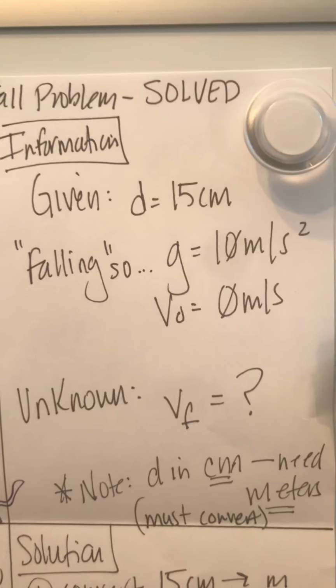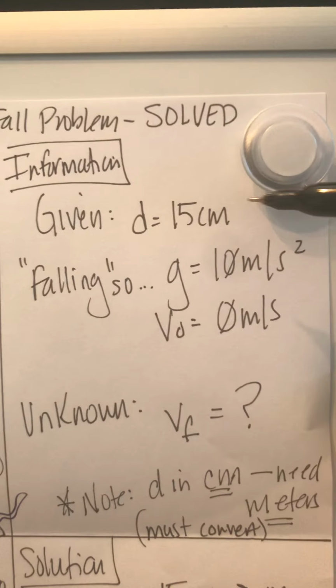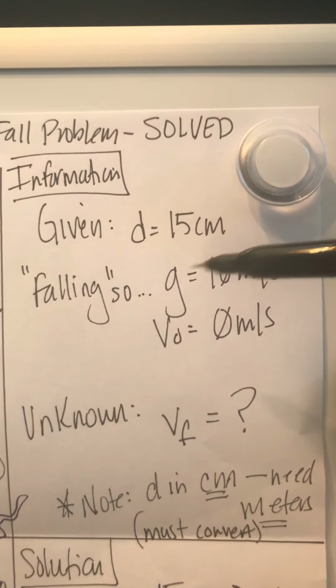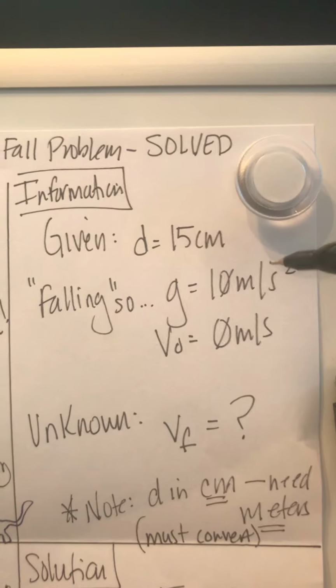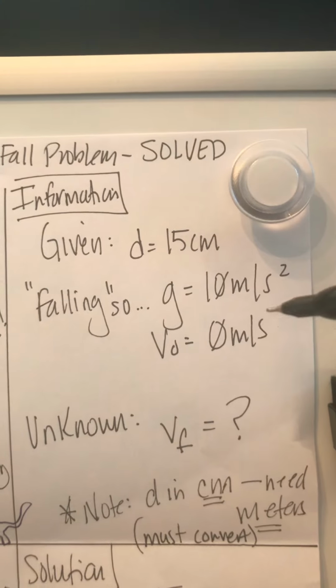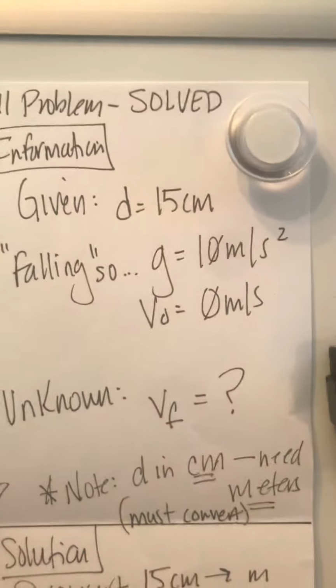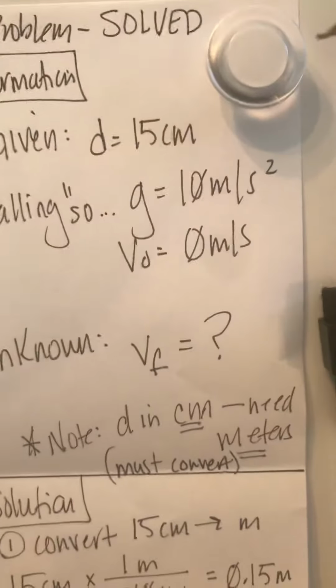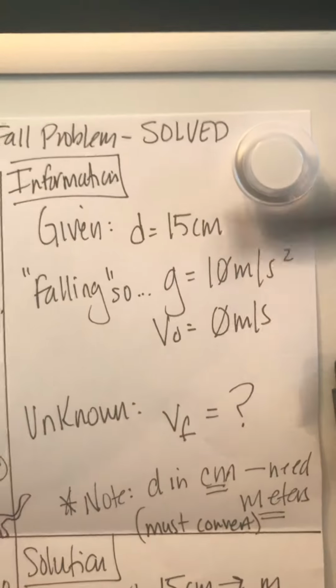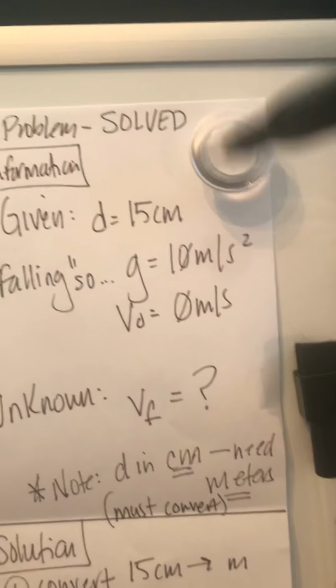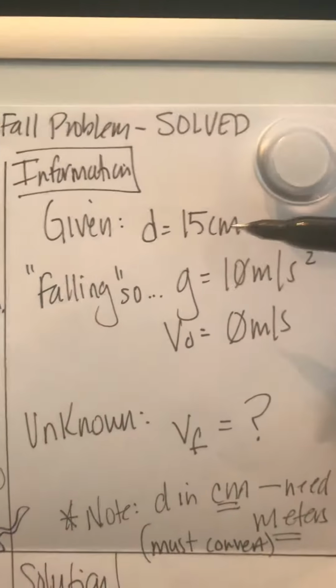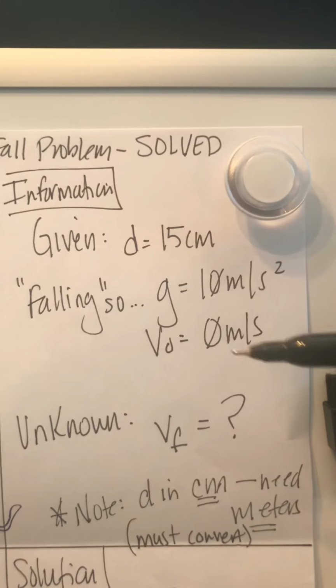We know that the ball is 15 centimeters off the ground. We know because it's a falling object, we're dealing with gravity and initial velocity of 0, and our unknown is final velocity. But wait a minute, folks. Don't think it's that easy, because we need to use our common sense here and think about this. When we plug these numbers in, we have to be working in consistent units.